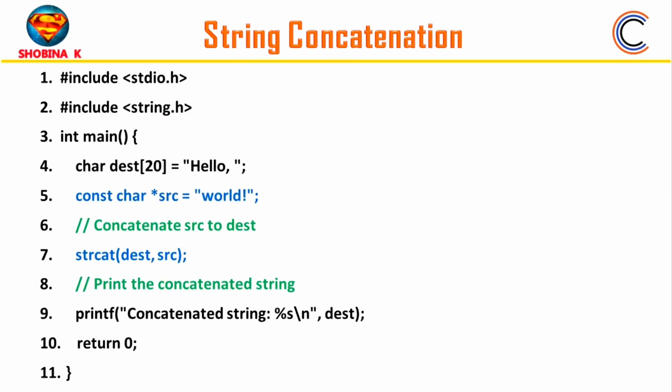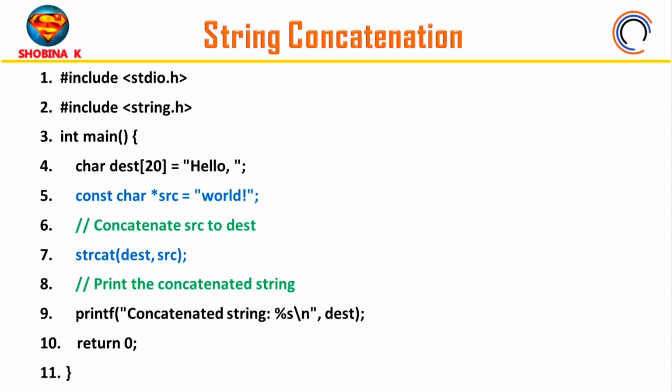Now let's see an example. First include the necessary header files and then the main function. The next part is string initialization. A character array dest is initialized with the string hello, which has space up to 20 characters including the null terminator. A constant character pointer src is initialized to point to the string world.